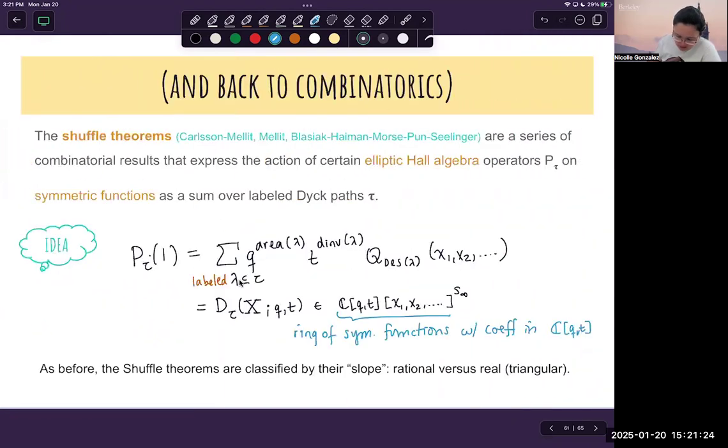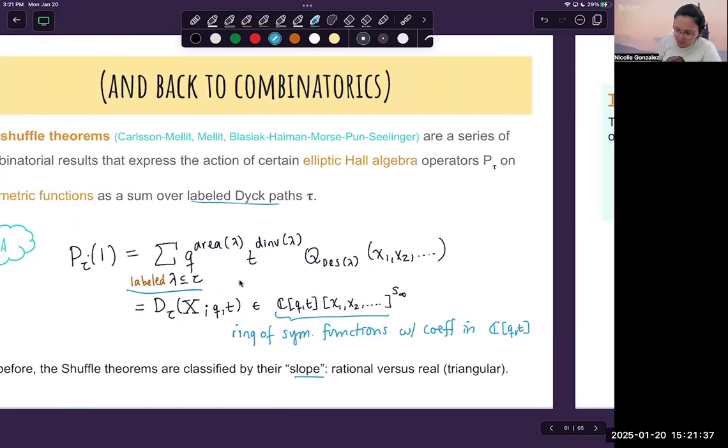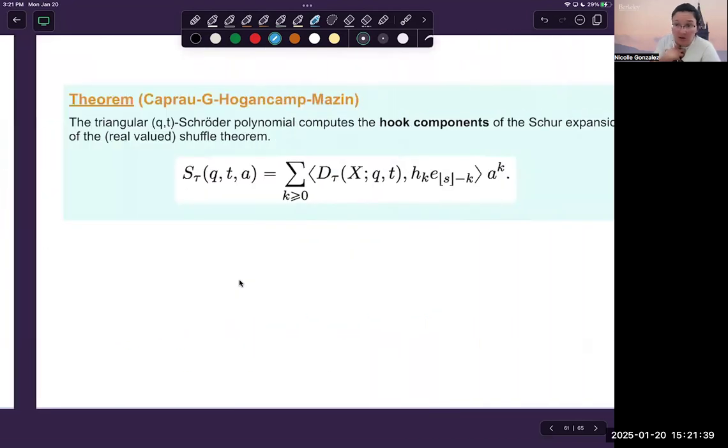It comes in different levels of generality depending on the slope of the line. There are some labeled Dyck paths here, and these Dyck paths depend on the slope of the line that you're defining them with respect to. Anyway, how does this fit into our story?